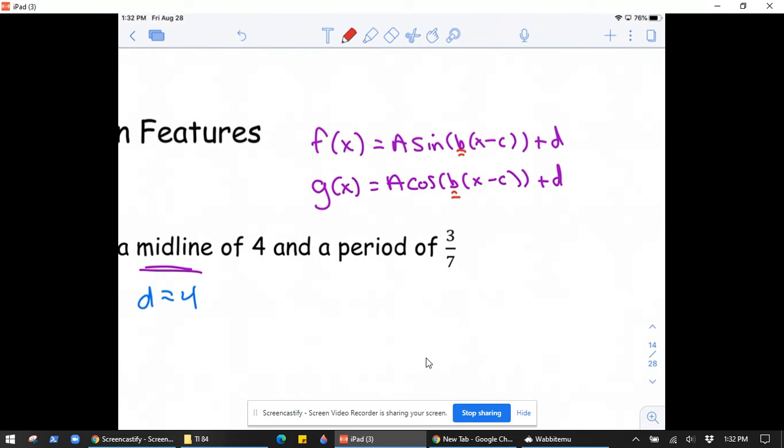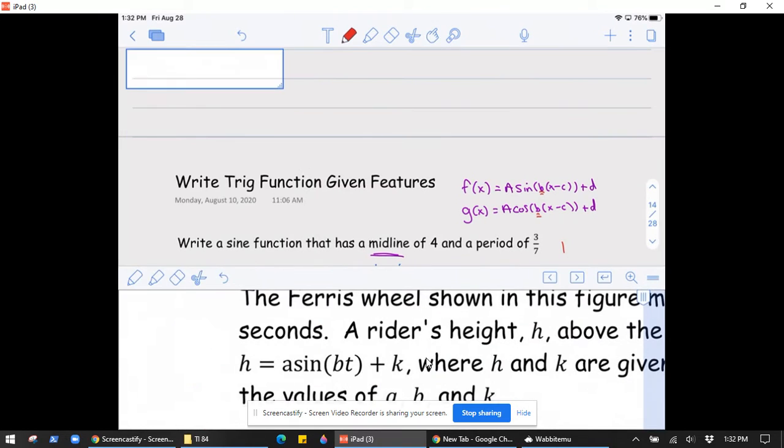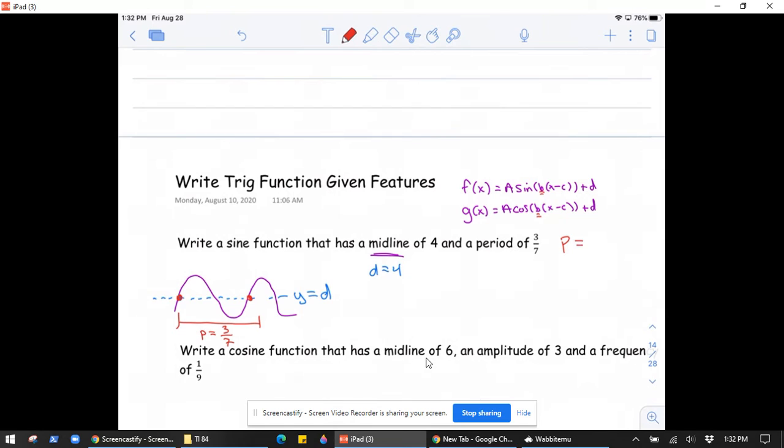In another video, hopefully you've learned that the period is equal to 2 pi over b, technically the absolute value of b, but we'll just ignore that for now. So that means that 3/7 is equal to 2 pi over b, and I'll get my b value by cross multiplying. 3b equals 14 pi, and that means that b is equal to 14 pi over 3.